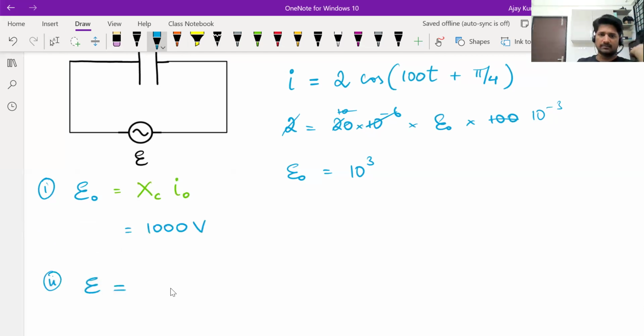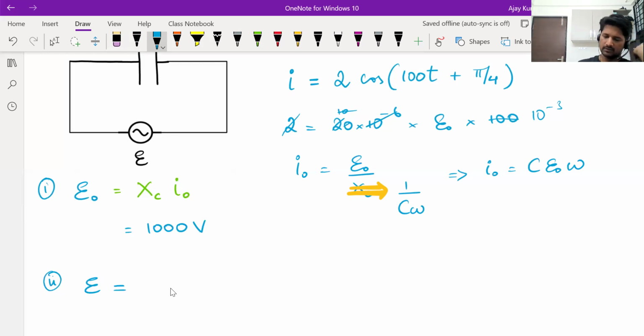Rishi, did you understand? Can you explain once more? See, you wanted to use I naught is equal to E naught by XC, right? Yes, sir. And the formula for XC is 1 by C omega. C omega goes to the numerator. You get I naught is equal to C E naught omega. From there, we derived E naught. Okay, sir, understood.